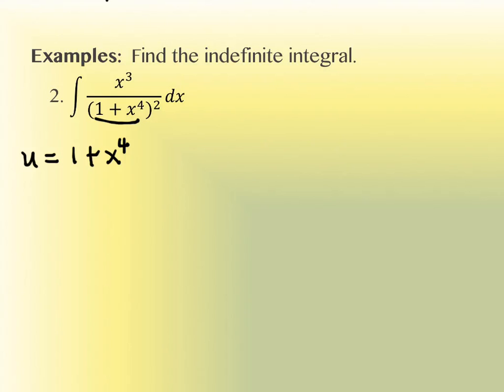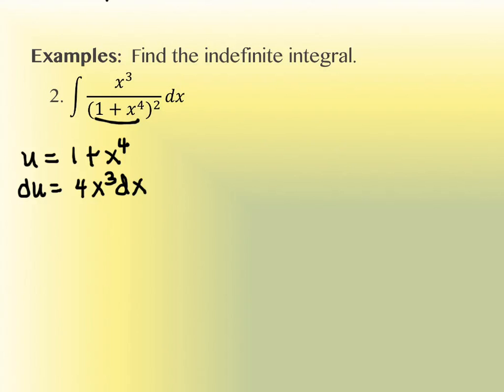Now, this one looks like the denominator, the part that's inside the parentheses, is actually my inside function, and it really works. It works a little different, though. This is why I chose this one. What would the du be on this? 4x cubed. 4x cubed dx.